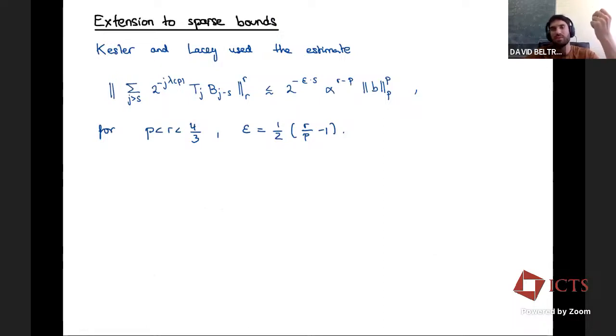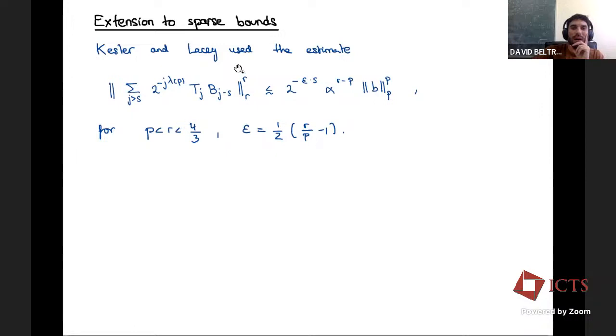So how does one extend that to sparse bounds? Kessler and Lacey use the estimate, for instance, also for large cubes, but for simplicity, let's just focus on small cubes. They use these estimates as a black box. We have this L^P to L^R estimate after doing this analytic interpolation that I mentioned, and so on and so forth. And we have it in this regime when P is smaller than R, smaller than 4/3. And really, in this argument, we should think that P is really like R minus epsilon. That's what P is.